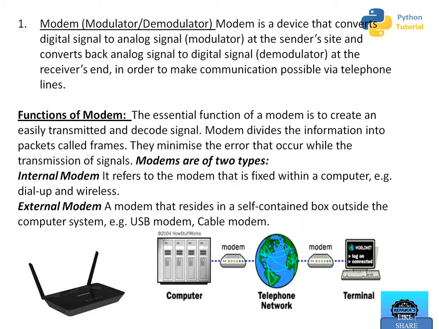So the very first is modem, also known as modulator demodulator. The short form is modem, mod for modulator and dem for demodulator. It is a device that converts digital signals to analog signals and analog signals back to digital signals. When it converts digital signals to analog, that is known as the modulator part, and when it converts analog signals to digital, that is known as the demodulator part.